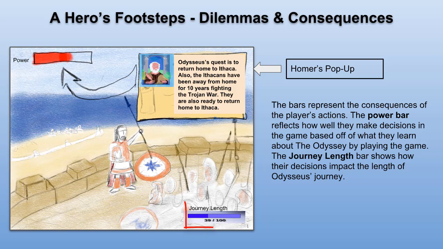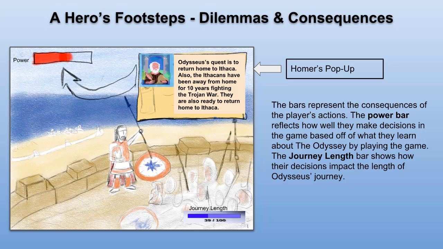The length of journey bar represents how the player's choices impact the journey. In this example, the player decides to stay in Troy. The power bar goes down and his men get restless, because this goes against the book's narrative. The journey bar also goes up since the delay means the trip home takes longer.